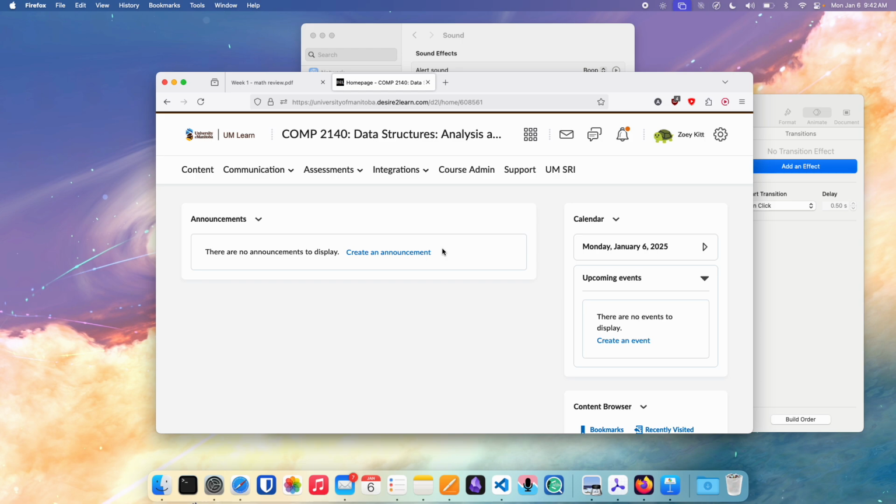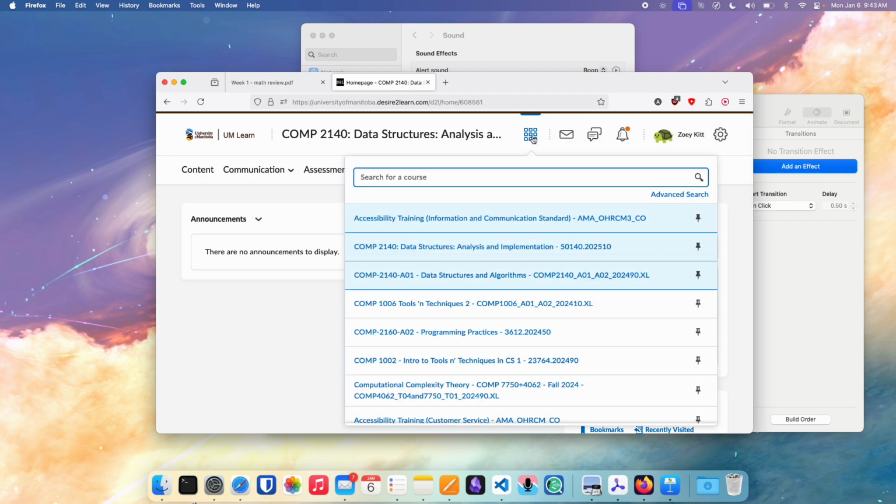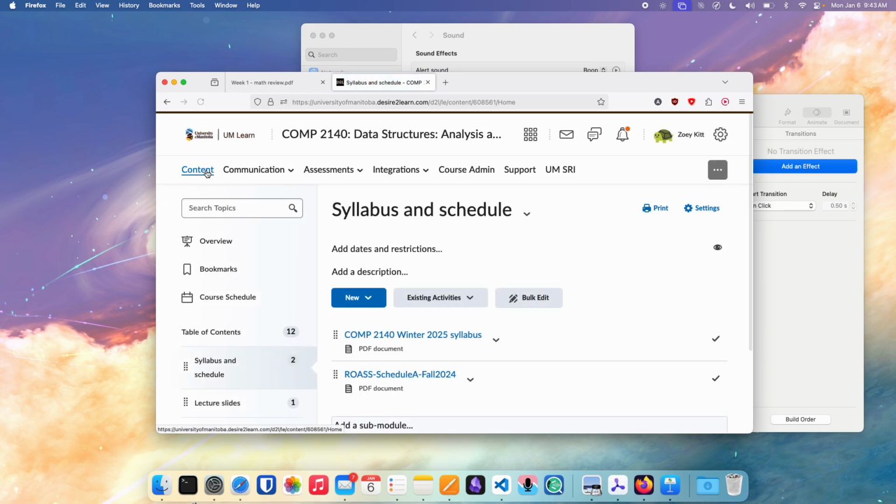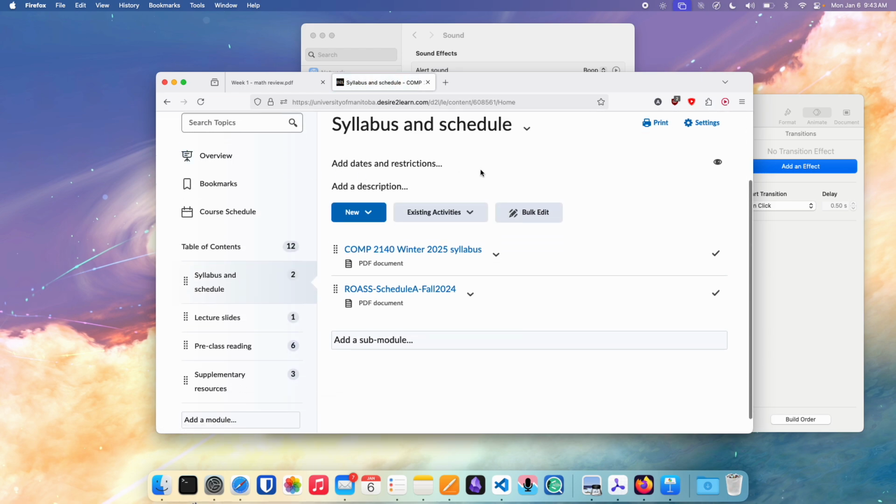So moving on, you should all be able to access Comp 2140 Data Structures Analysis and Implementation through UMLearn. If you can't, first search for it right here. And then if you still can't, send me an email about it, because that's a pretty big problem. And then once you're there, go to Content. Check out those documents that I uploaded at 9:25 today, including the Comp 2140 Winter 2025 syllabus.